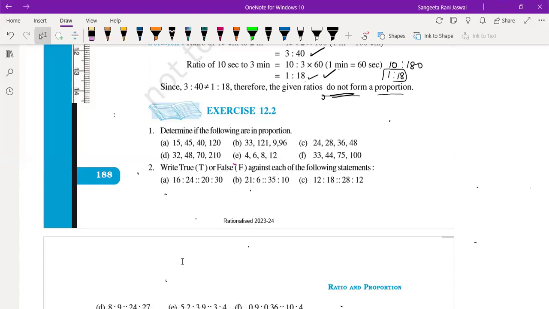Okay. Do the second one. We'll do all the parts. Do the second one. Ma'am, the second one is not in proportion. Okay, not in proportion. Okay.